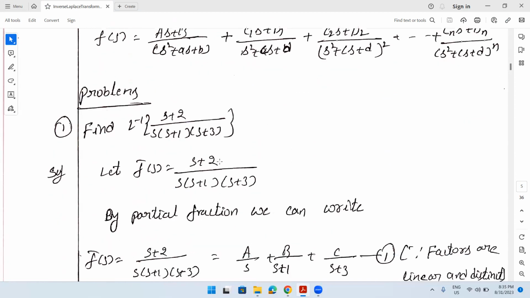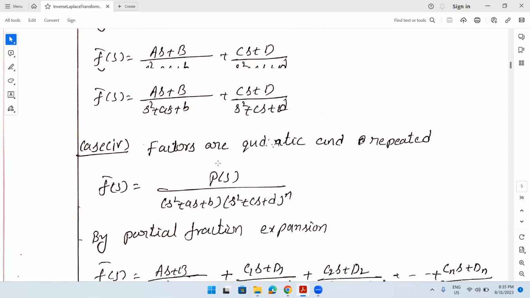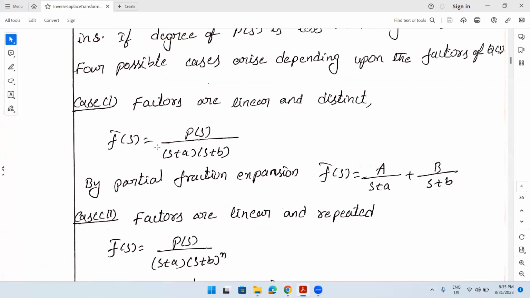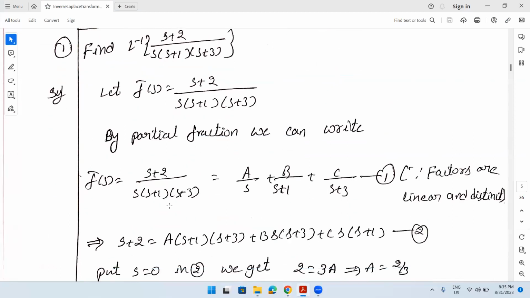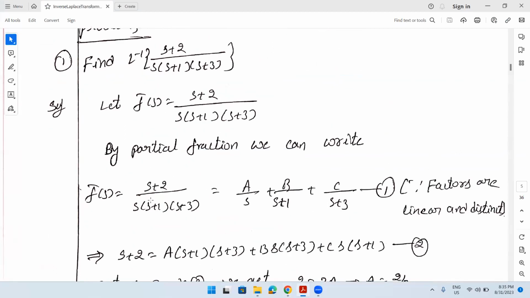Let us see the first problem based on the first case: S plus A, S plus B, S plus C also. The third term may also exist. As we have learned at the intermediate level, I think everybody can easily understand that partial fraction.